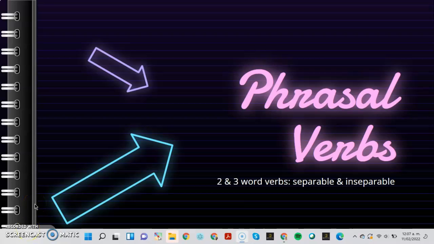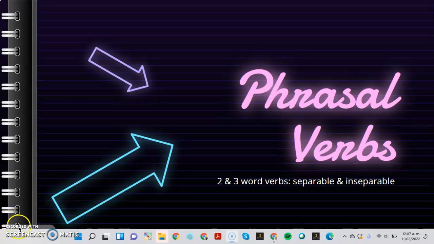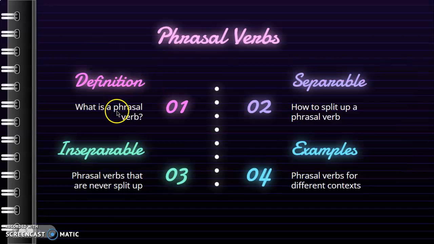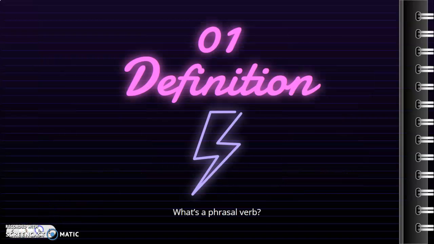Hi, today we're going to learn about phrasal verbs. First of all, what is a phrasal verb? Then we're going to go over how to split up a phrasal verb. Those are the separable phrasal verbs. Then we're going to check some of the inseparable phrasal verbs. These are phrasal verbs that are never split up. And finally, some examples of phrasal verbs for different contexts.